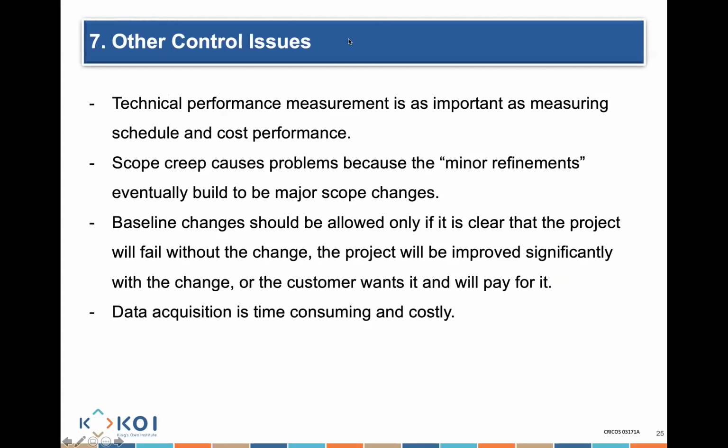Now, there are many control issues to bear in mind when I'm trying to manage my projects to make sure they are delivering what is expected. Technical performance measurement is as important as measuring schedule and cost. So we need to make sure not simply that I'm getting the job done, I need to make sure I'm delivering things within the quality that is actually expected. Because if I'm not getting the quality, then I have a problem. So I have to measure to ensure that I am really delivering the quality that is needed at any particular point of time.